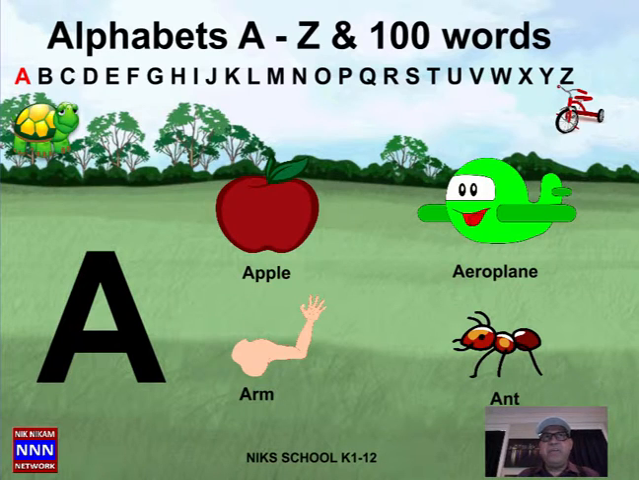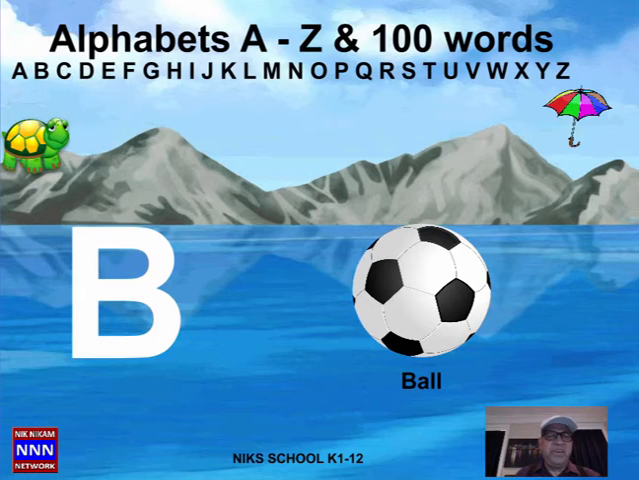This is an ant. Like small things that crawl on the carpet. Have you ever had an ant bite? Oh boy, that hurts. So you need to stay away from the ants. Now we learned letter A and the words starting with A, like apple, aeroplane, arm, and ant. Okay, let's go to the next letter now.